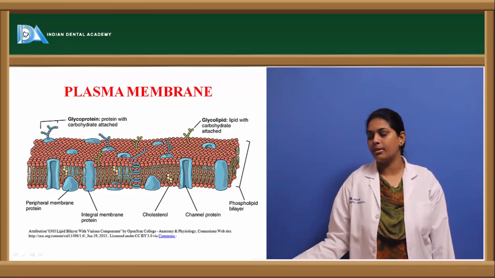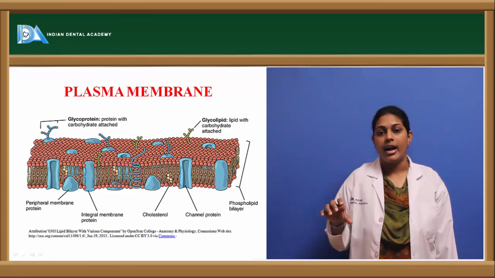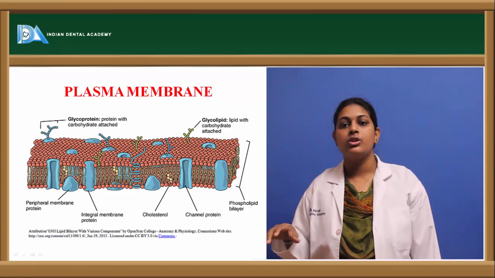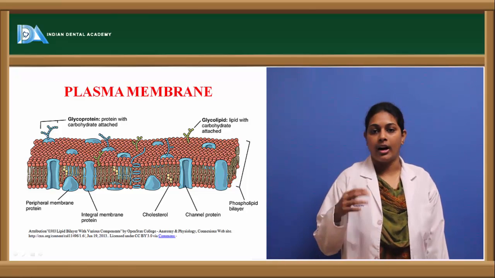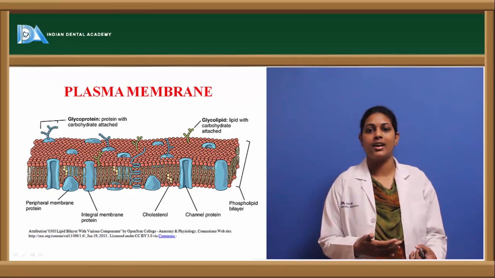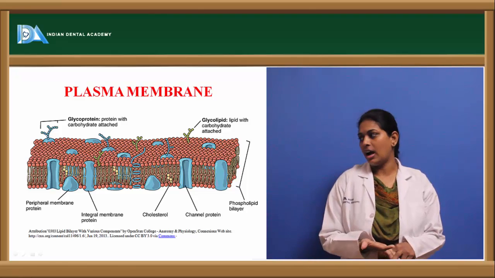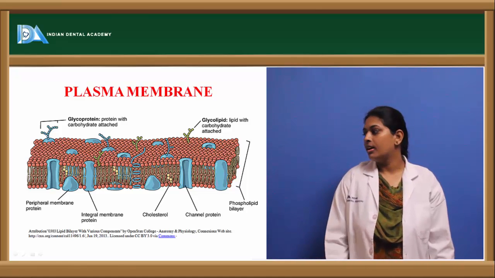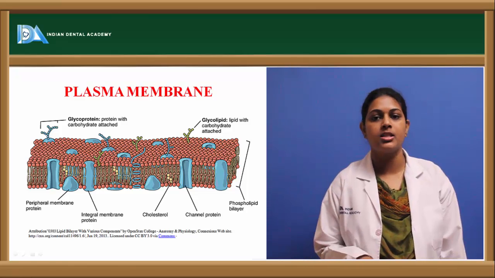Then coming to the integral membrane proteins, they are so called because they are embedded within the plasma membrane throughout the thickness of the plasma membrane. That is the reason they are called integral membrane proteins, and under the integral membrane proteins there are other proteins which can be categorized. There could be cell adhesion proteins or enzymes or any other proteins which are majorly involved in the synthesis of other structures.